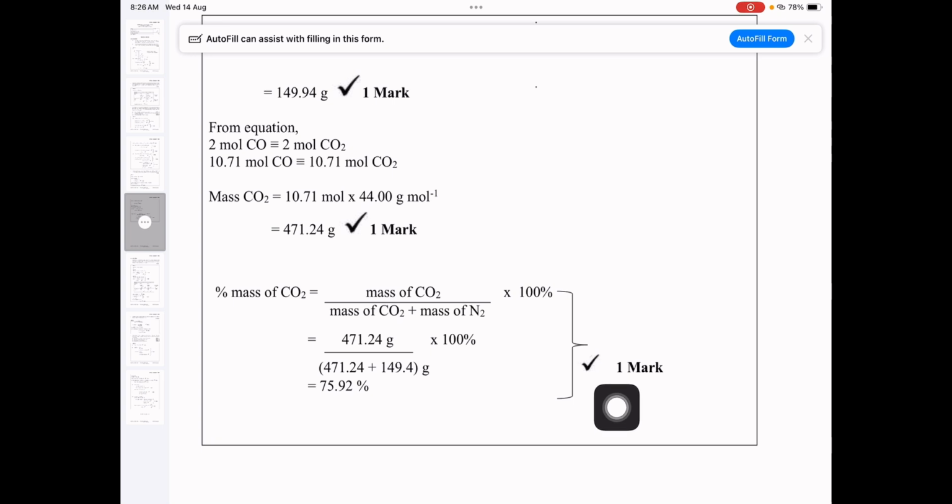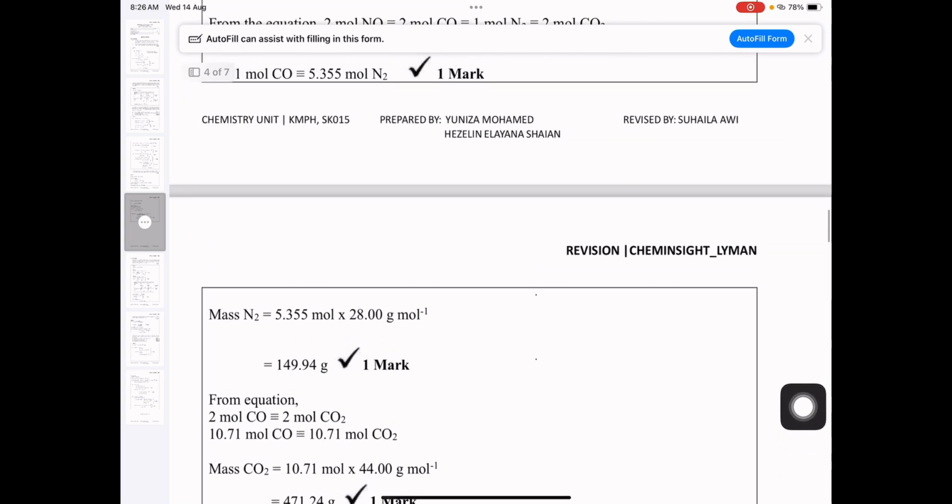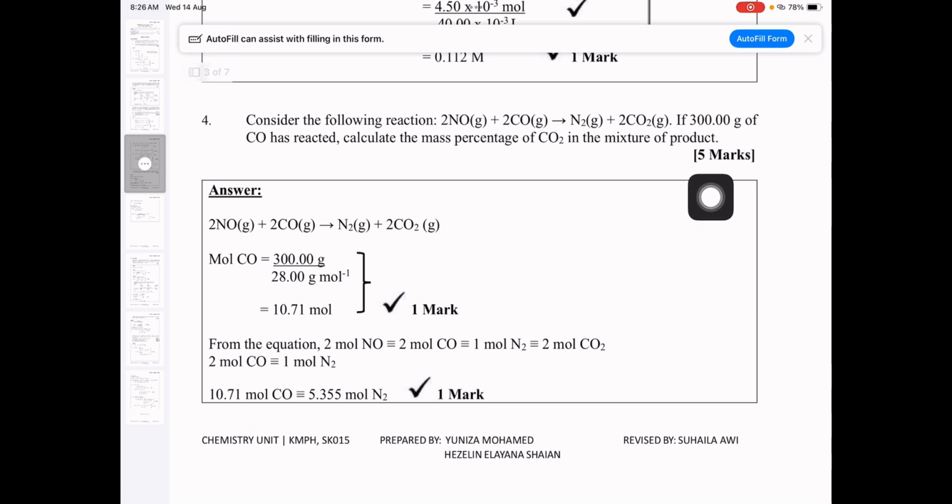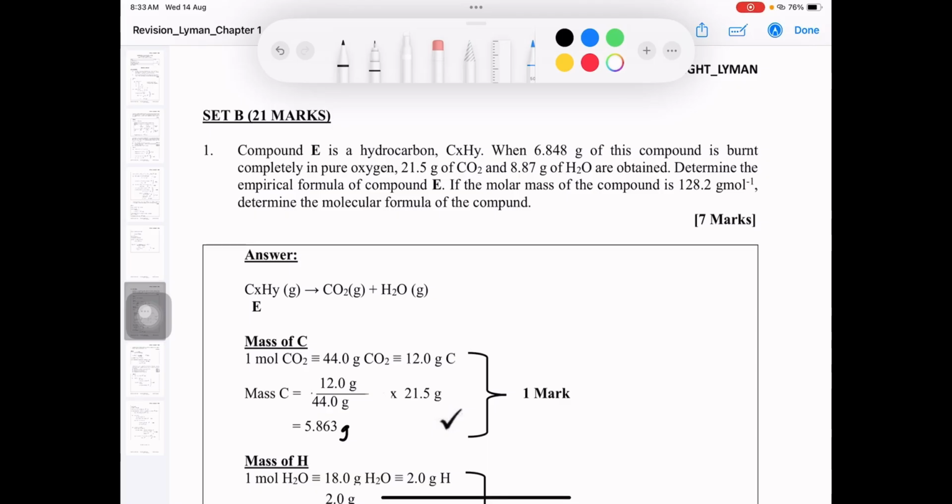So this is another 1 mark. Yeah. So for question number 4, the mark allocation is 5 marks. Okay, next is question for set B.